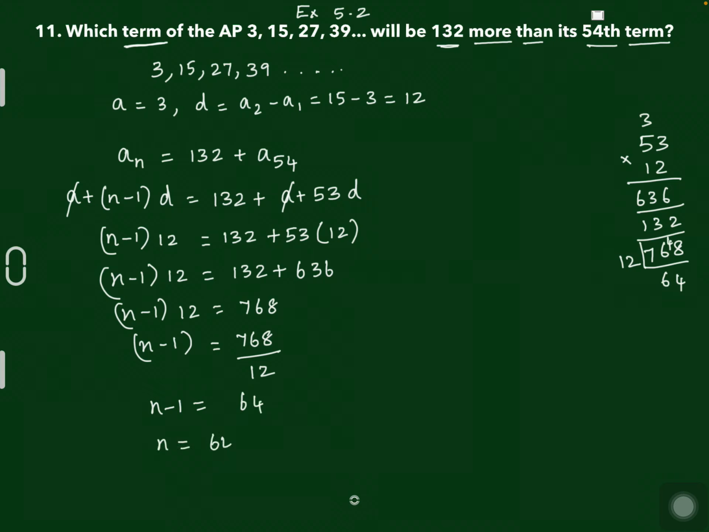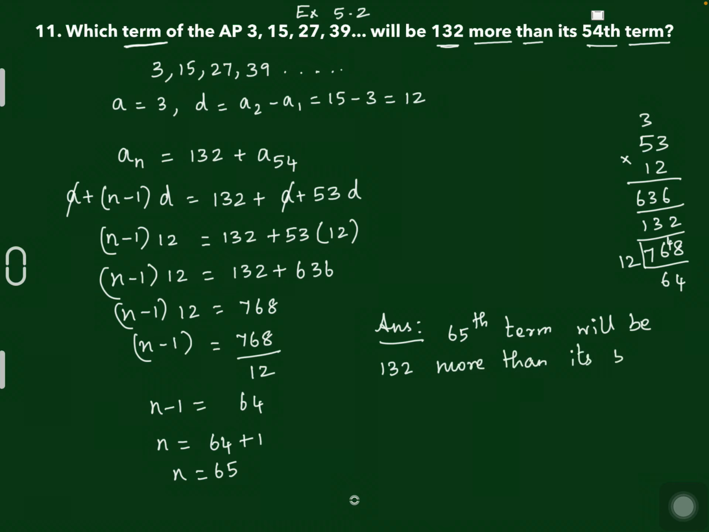From this, n is equal to 64, minus 1 comes this side as plus 1. So, n is equal to 65. What is n? 65. So, which term of the AP will be 132 more than its 54th term? The 65th term. That n is nothing but 65. So, the 65th term will be 132 more than its 54th term. Is it clear, children?